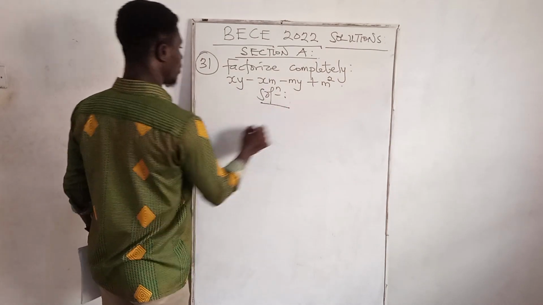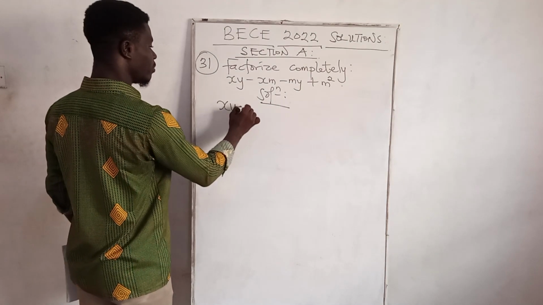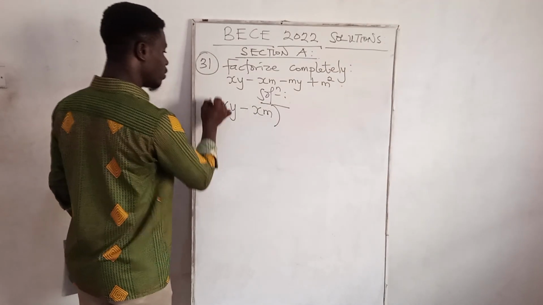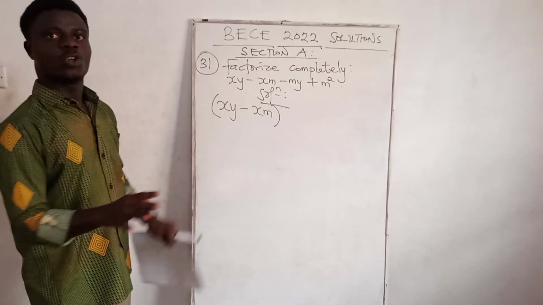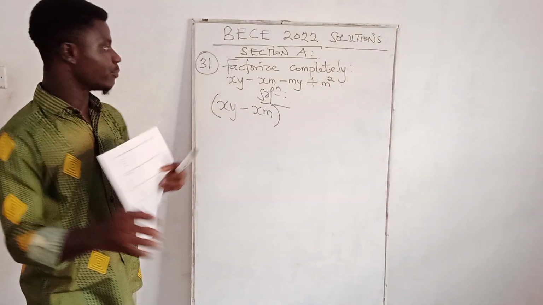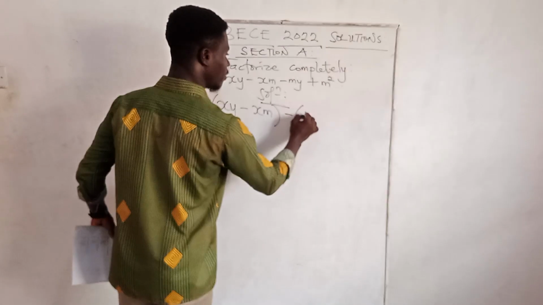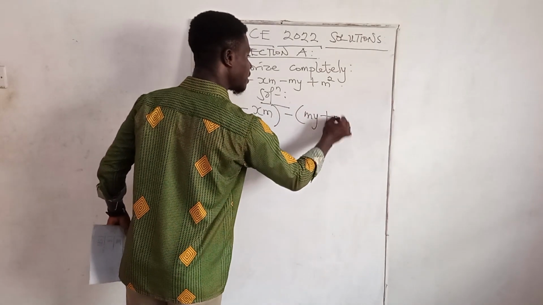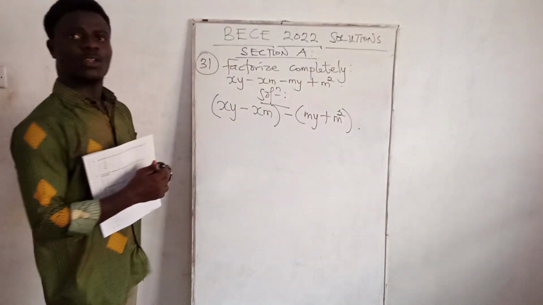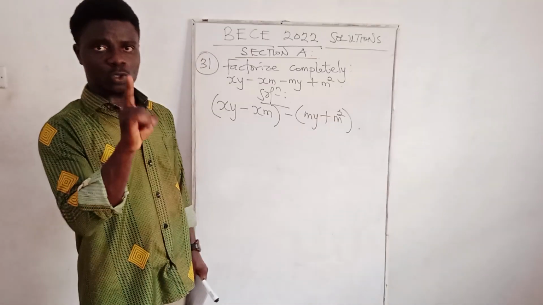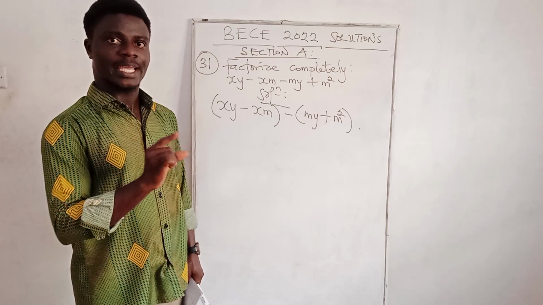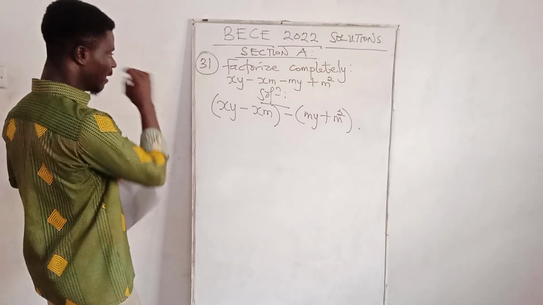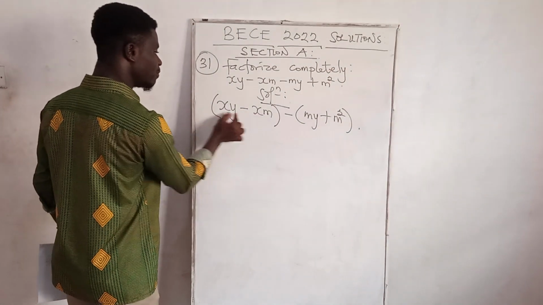Solution. I have my xy minus xm. We put that in brackets because there are how many terms? Four terms, so we group them in brackets. Then minus my plus m squared. Remember, factorization is the reverse of what? Expansion. Factorization is the reverse of expansion. Alright, so now what's common to this place and that?